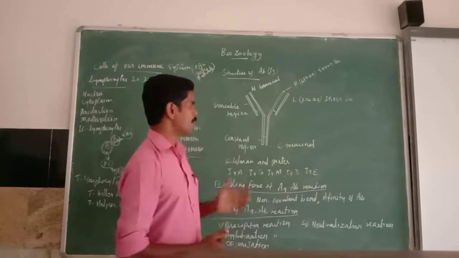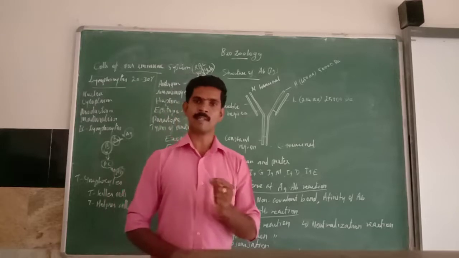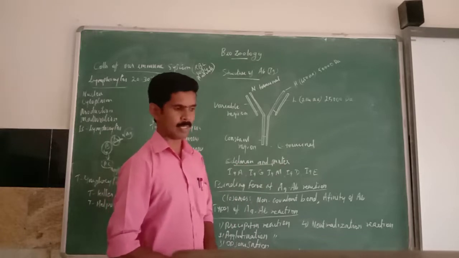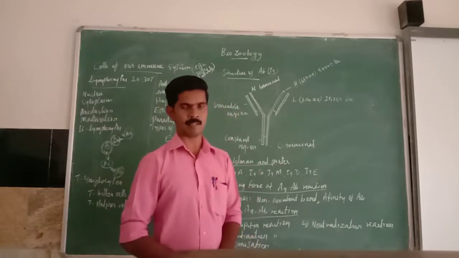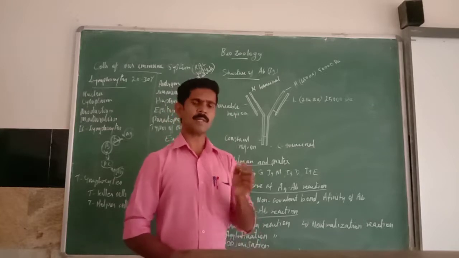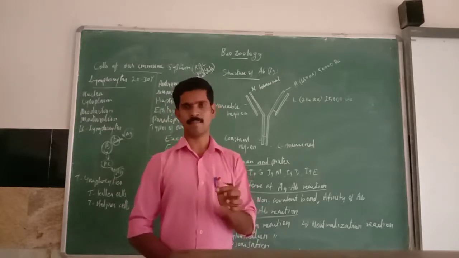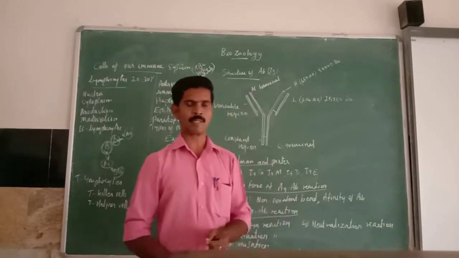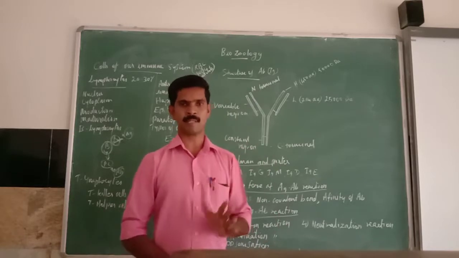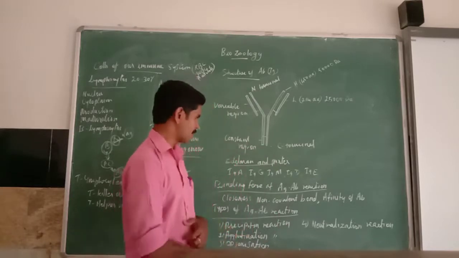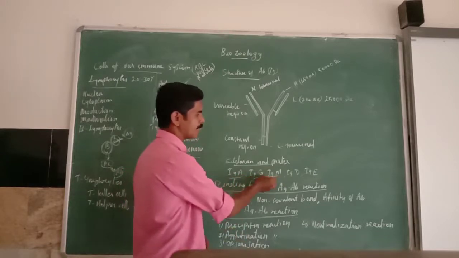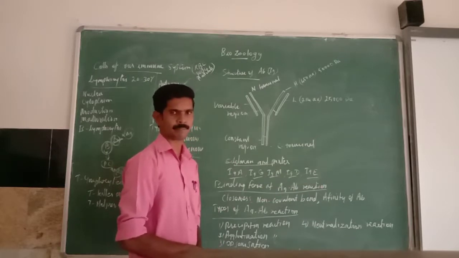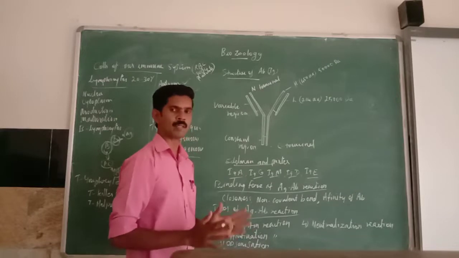The structure of the antibody molecule was first explained by two scientists, Edelman and Porter. Based on the structure, function, physiological properties and biochemical properties, antibody molecules are classified into 5 types: IgA, IgG, IgM, IgD, and IgE. These are the 5 types of antibody molecules. I hope you all understood these points.